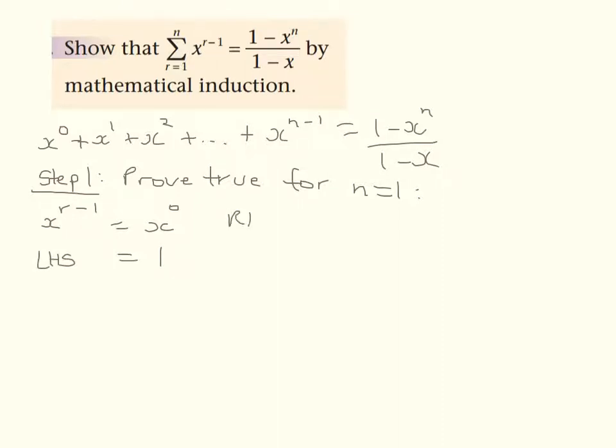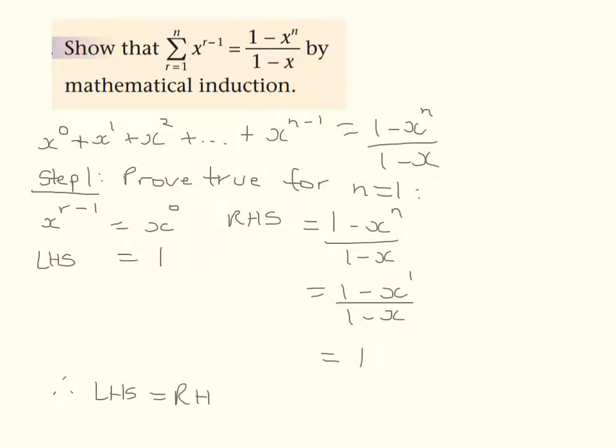And the right-hand side is 1 minus x to the n on 1 minus x. And we want this equal to 1 also. So it's 1 minus x to the 1 on 1 minus x, which is in fact equal to 1. Therefore the left-hand side equals the right-hand side. Therefore proven true for n equals 1.